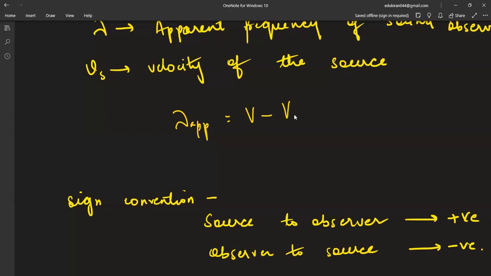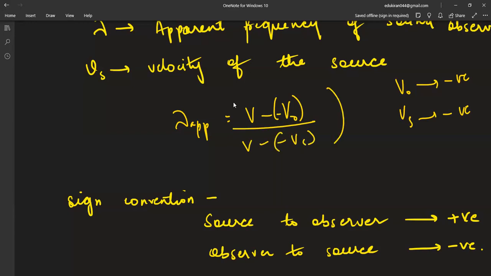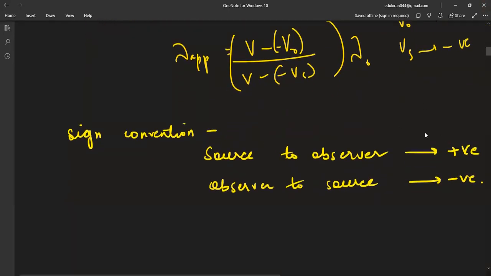That is V minus V naught. Now see, if suppose V naught is negative because of the sign convention, you will put here minus. If suppose Vs is negative, then you will put V minus Vs like this, and then your original frequency. So this is the sign convention. From source to observer, it's positive. Observer to source, it's negative.